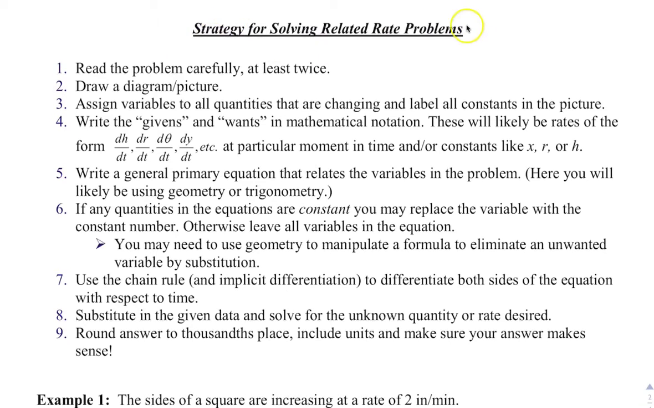Strategy for solving related rate problems. First, you want to read the problem carefully, generally at least twice. Second, you want to draw a diagram or a picture. It helps you see what's going on. Third, you want to assign variables to all quantities that are changing and label all constants in the picture.